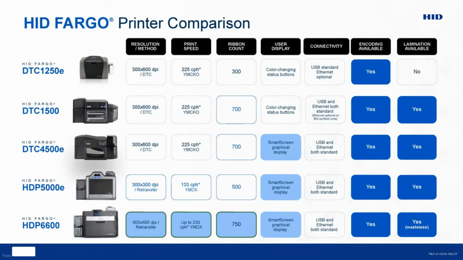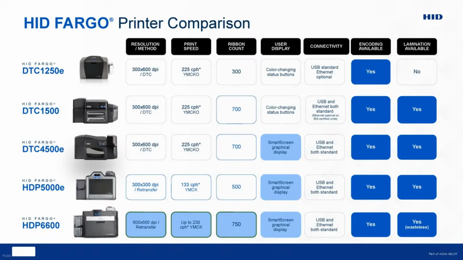All right, and then when it comes to our HDP or retransfer printer portfolio, we have 2 options for you here. We have the HDP 5000E, which is essentially your everyday workhorse printer. It's built on a very proven platform, highly reliable, and with extremely flexible options such as different encoders. Like Will mentioned for the DTC platform, the HDP platform also has contactless and magnetic encoders available. Both of our retransfer or HDP units also have the option of lamination. So you have a lamination option with both printers, and you have encoding options with both printers.